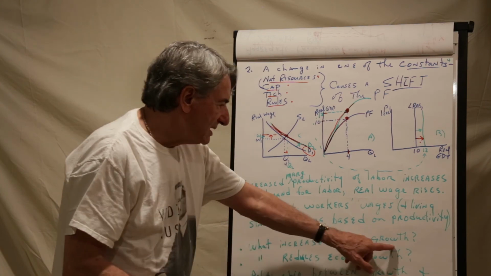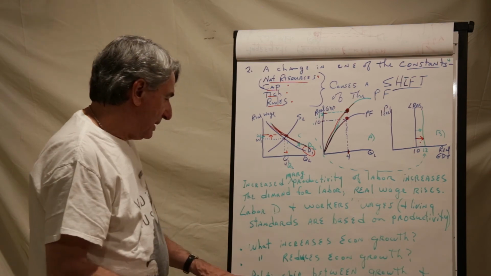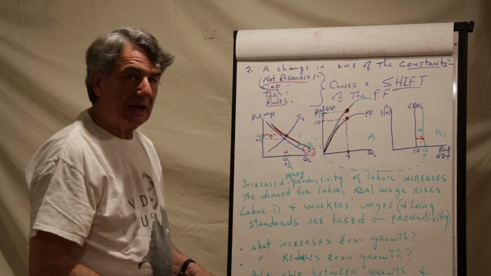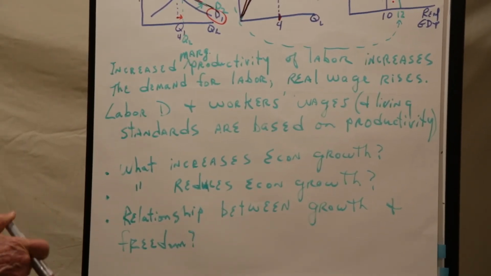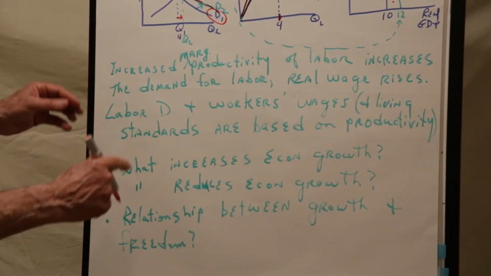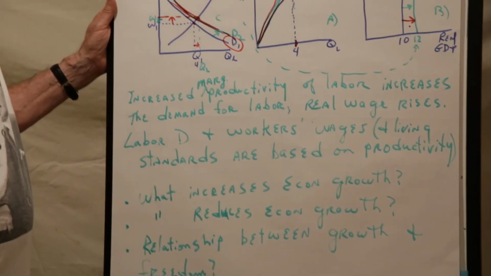What kinds of things increase economic growth? What kinds reduce economic growth? Is there a relationship between economic growth and individual freedom? And so, what increases economic growth? The biggest one is having good, reliable rules of the game. That's the most important thing.